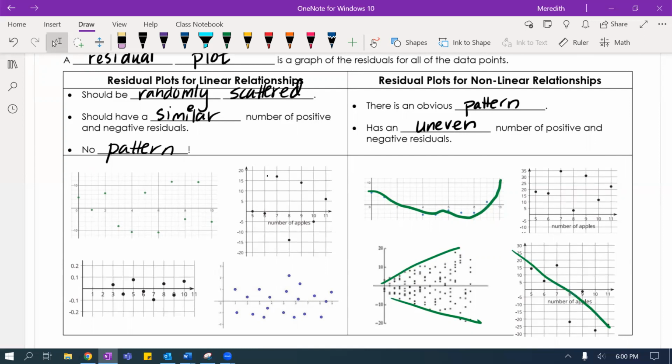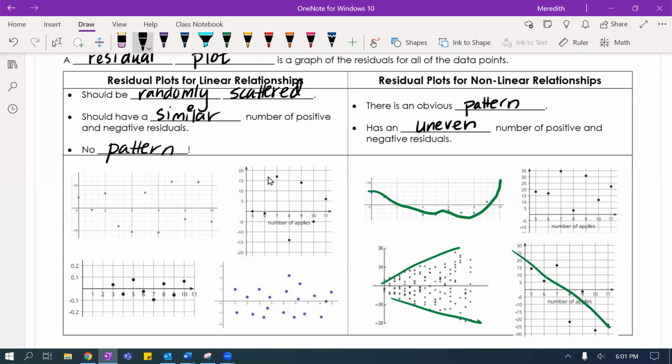There's no real pattern. You should also see about the same amount of residuals above and below the axes or the line. So if you look at these examples on our note sheet, 1, 2, 3, and 4, there are about similar amounts of points above and below the line. And you'll also know that there's not really a consistent shape to it. Versus on the other side, the nonlinear relationship, there's a very clear pattern for each of them.